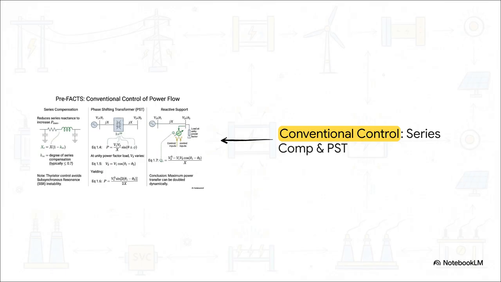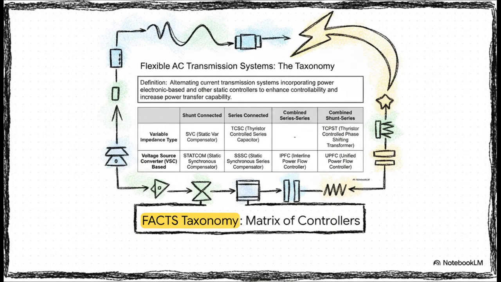If you trace the derivations of equations 1.4 through 1.7, they mathematically prove that by applying these methods, power transfer can dynamically be doubled. However, we absolutely must read this crucial note. These mechanical solutions can introduce subsynchronous resonance, or SSR, instability. Announcing Slide 6. Here is the official Flexible AC Transmission Systems Taxonomy table. The exact definition of FACS provided is that they are alternating current transmission systems incorporating power electronic-based controllers.